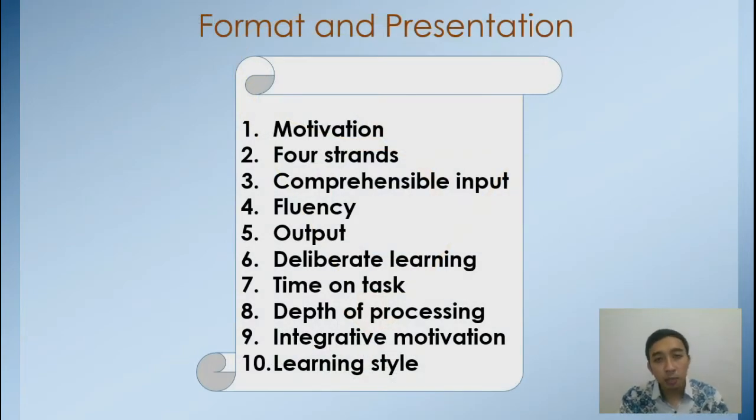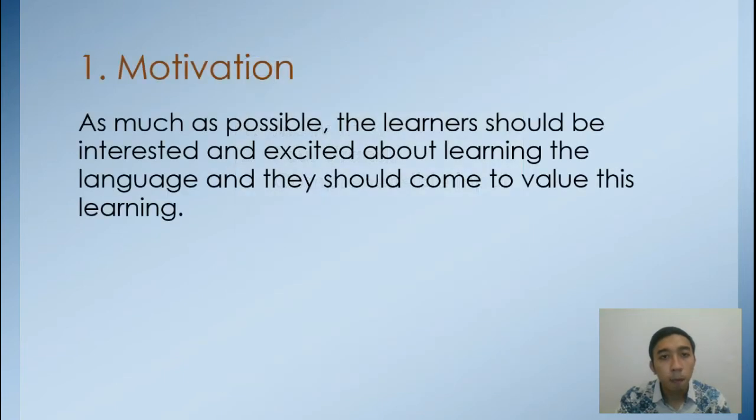There are 10 aspects in format and presentations. The first is motivation, then strands, comprehensible input, fluency output, deliberate learning, time on task, depth of processing, integrative motivation, and the last is learning style. Let's talk about it one by one, everyone, starting from motivation.